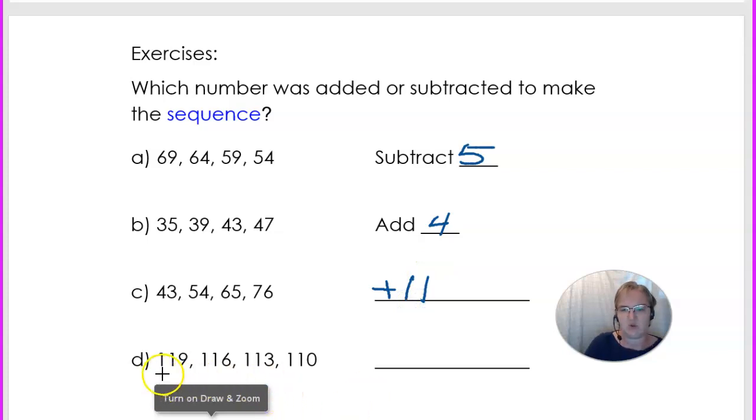The last one here, 119, 116, 113, 110. It's a decreasing sequence, so we must be subtracting on this one. And we know that the gap between 119 and 116 is 3. That holds true for all the other ones, so we're subtracting 3 each time.